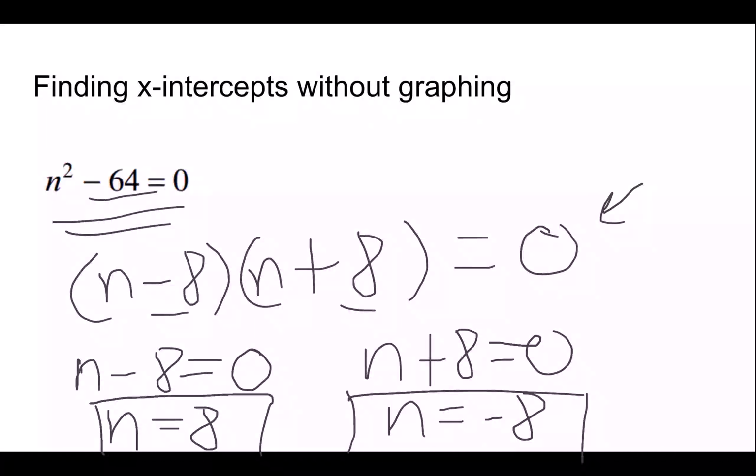Most times when you factor these things, you should get two answers. Please set both equal to 0, and that's kind of the method we go through.